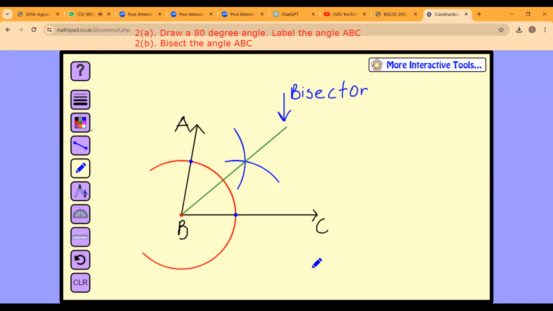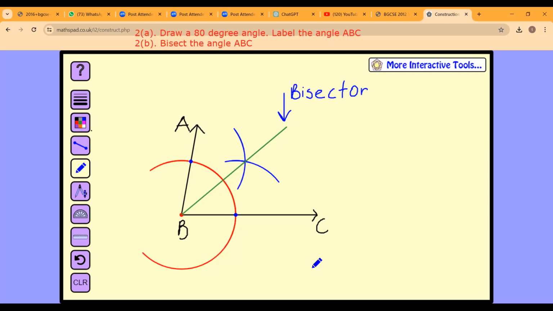I need you to explain how we bisected the angle ABC. First, we draw the line BC with a ruler. Then we take our protractor and measure 80 degrees. Then we take the compass and put it on the vertex at B and draw an arc. The first arc. Then we put it on where the arc intersects.